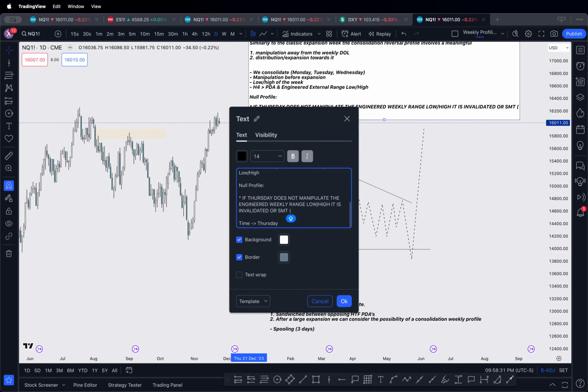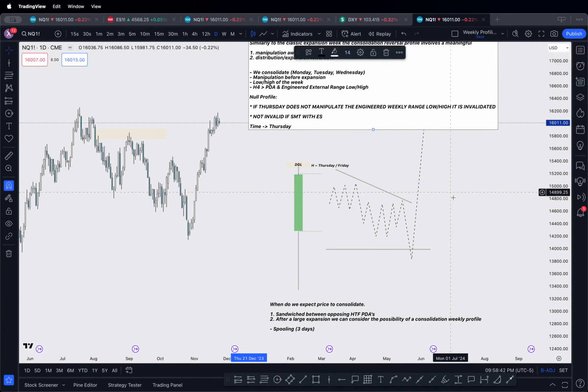SMT. That's okay. So let's just say not invalid if SMT with ES. I don't care about Dow. We're going to look at ES only. I don't know if you guys have listened to ICT, but the relationship between ES and NQ is much stronger than Dow and NQ.